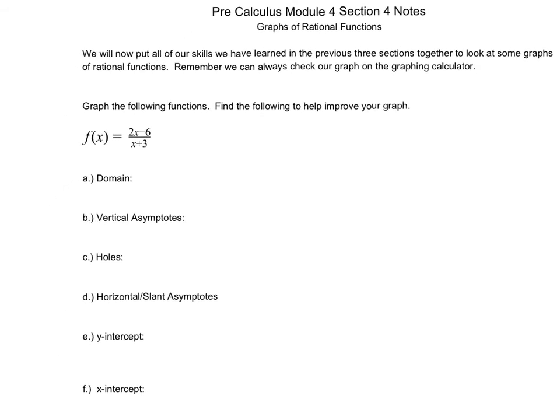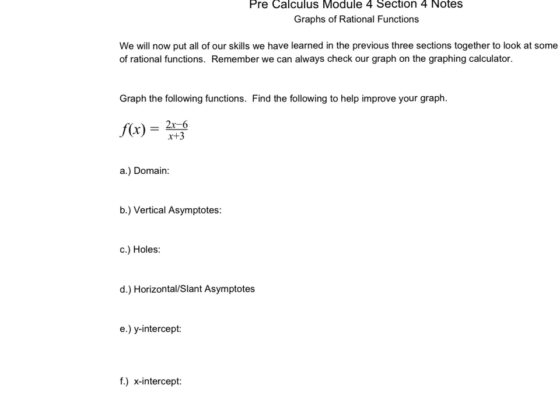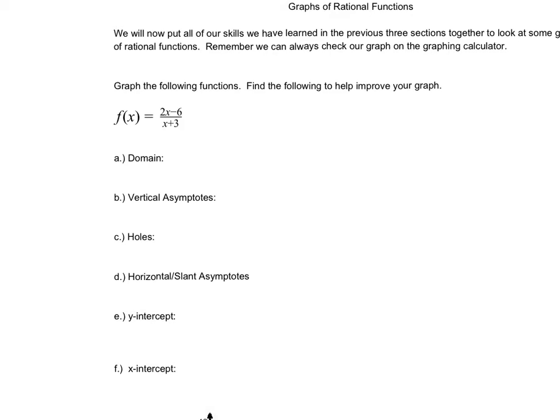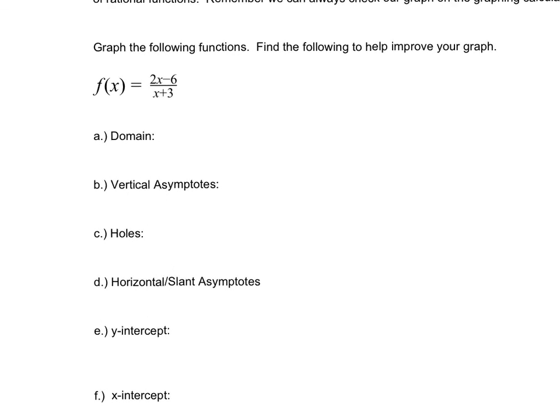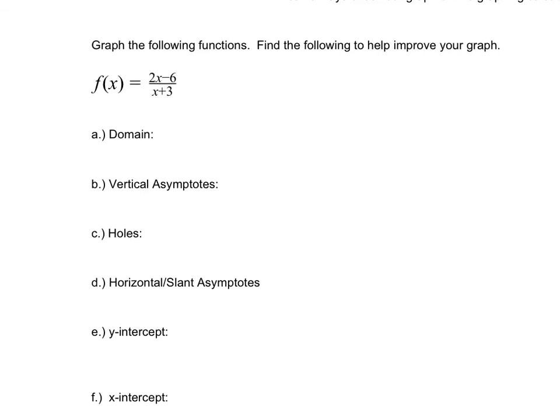So we're going to look at our first function, f of x equals 2x minus 6 over x plus 3. Every piece of information we find is going to help us with our graph. So the first thing we want to find is the domain.